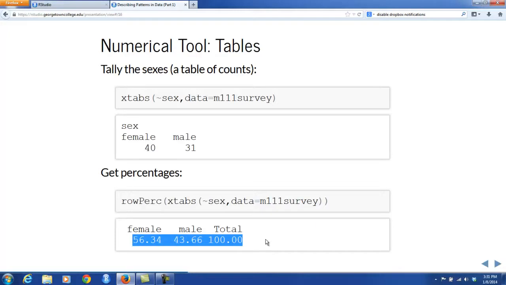So apparently 40 divided by the 71 total number of students was 56.34%. That's the percentage of females. And the 31 males divided by the 71 was 43.66%. Those two percentages constitute what we call the distribution of sex in the sample survey. The total here at 100% is just a polite add-on to indicate that percentages are being used.